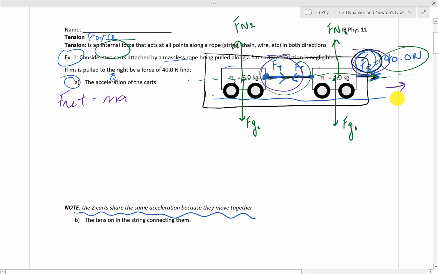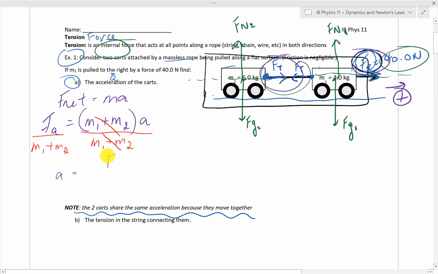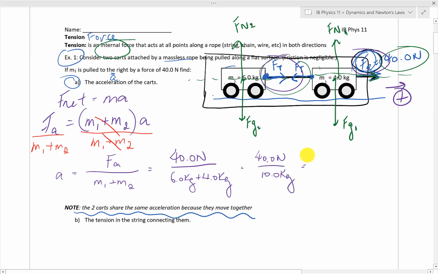Oh, and I forgot the forward direction will be our positive direction. So you just have FA is equal to, but keep in mind, this is the whole system. This means both M2 and M1 masses combined, so let's write that down. We're going to solve for A, so we're going to divide both sides by the masses. We get the following, FA over the masses, and we're going to substitute in our numbers.